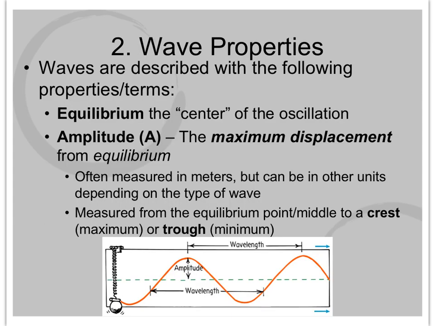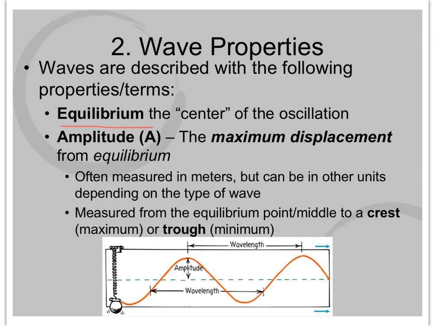So I'll start with our first one, and that is equilibrium. Equilibrium is basically the center of the wave. If you think about an ocean wave, if the wave had not yet moved through the water, where would the water level be? When a wave moves through, the water either rises above or below that point, but the equilibrium is just that middle point, that point if the oscillation or wave had not moved through it.